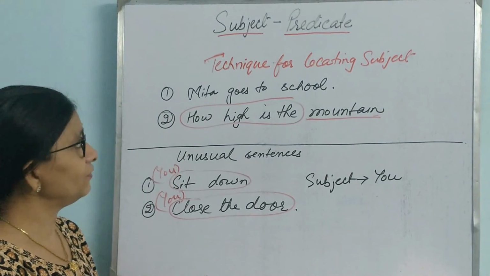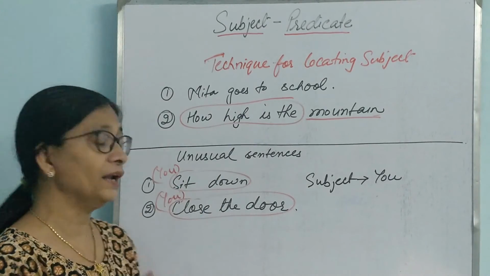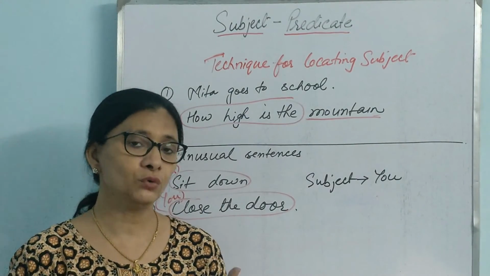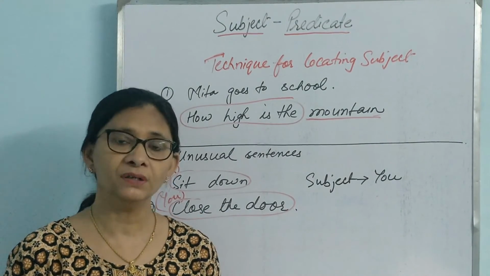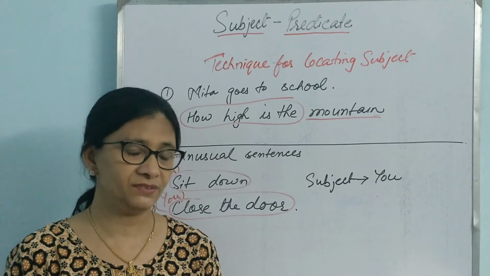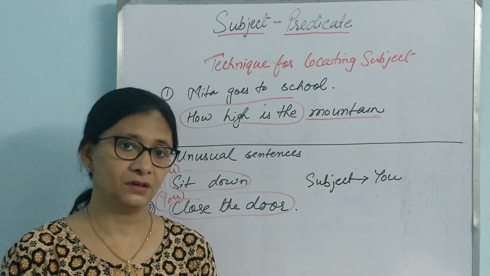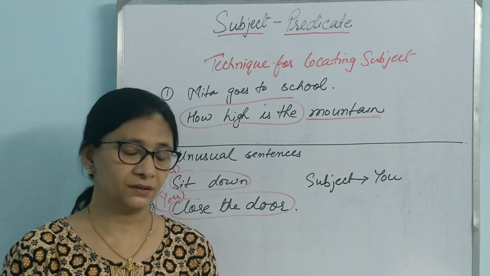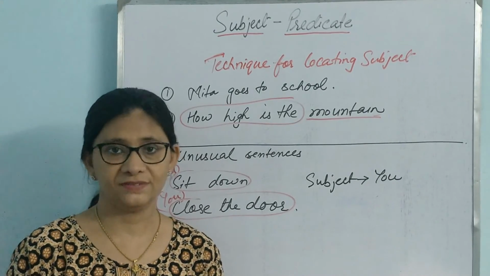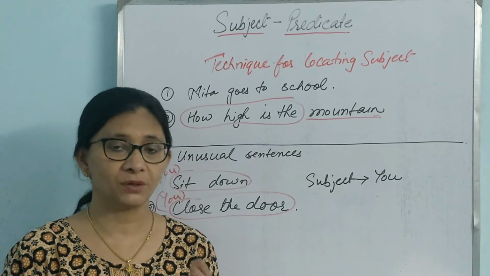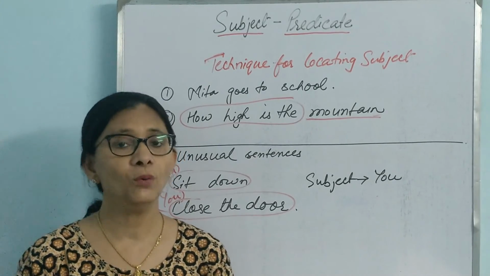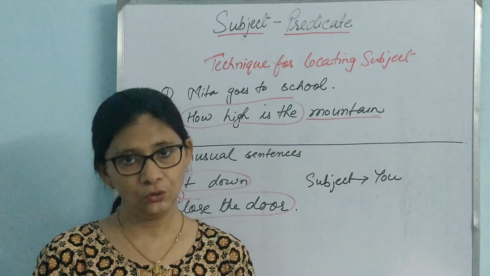Then the last part that we spoke about is some unusual sentences in which we do not see a proper subject. These sentences can be a command or order, and in these sentences it is obvious that you is the subject. So we have to put this subject in by ourselves. I hope with this, subject and predicate is clear to you.